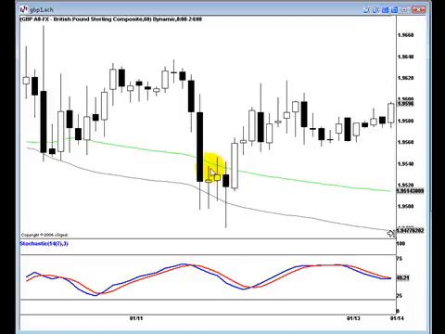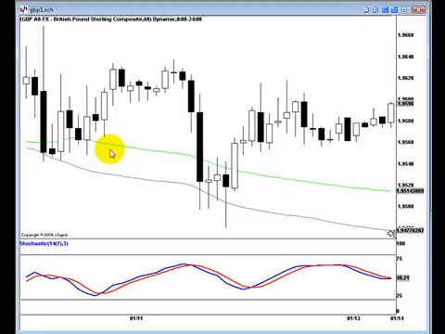Well, I hope that's given you some idea of how to use these reversal candles. It's not always easy if you're an inexperienced trader, but once again I'd like to recommend that you get the book by Steve Nissen on candlestick charting. It's an excellent book. In fact, he has two books.